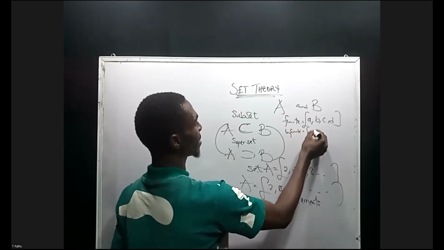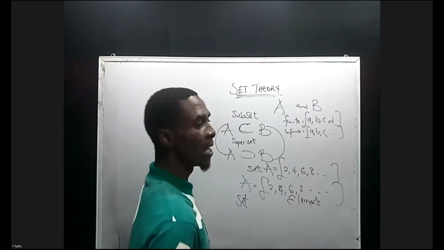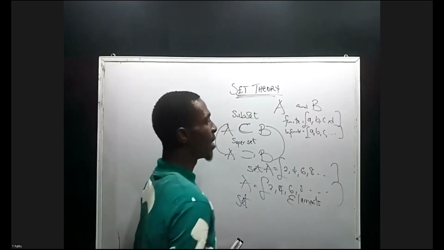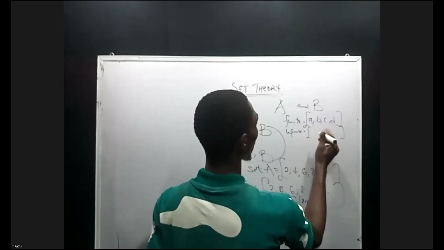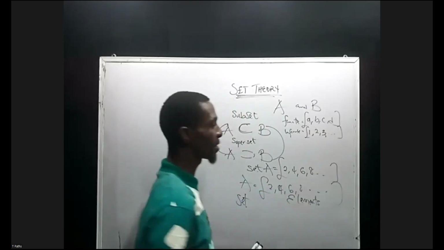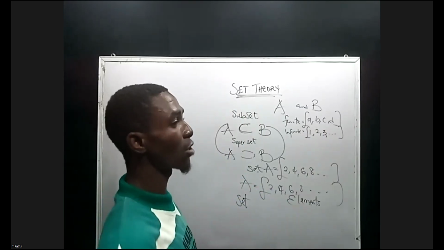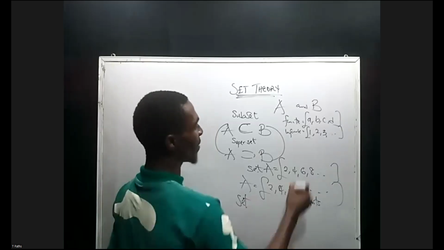An infinite set is a set whose elements are uncountable. For example, A, B, C with an infinity sign. Let me use 1, 2, 3, and so on up to the end. That is an infinite set because you don't know the ending of your numerical value.